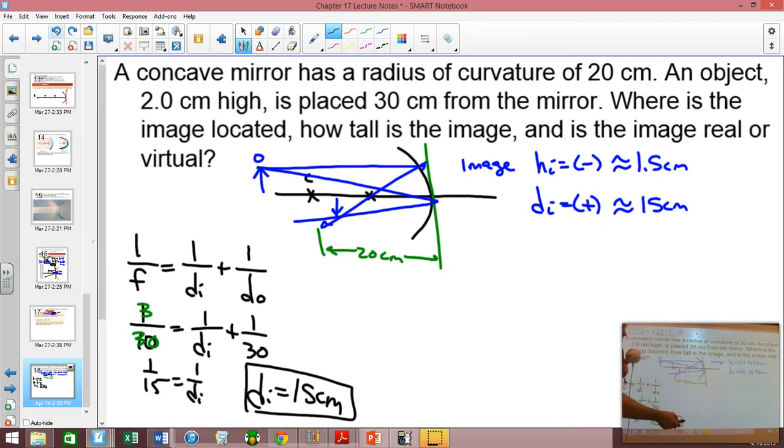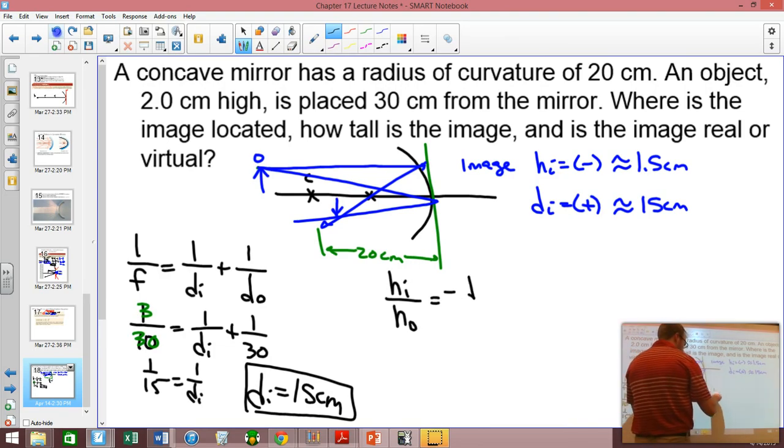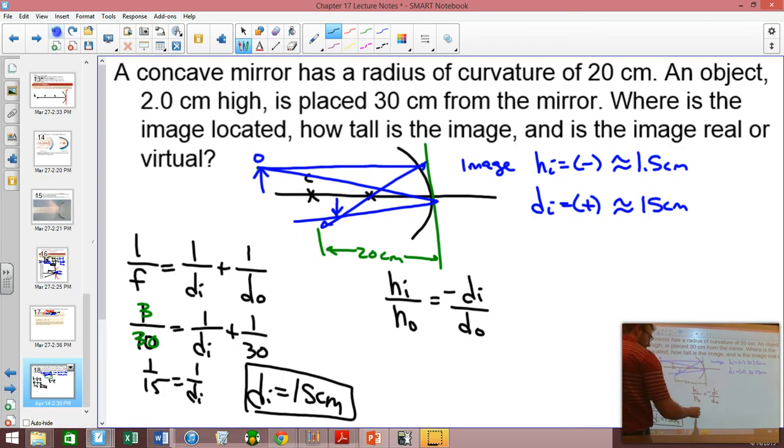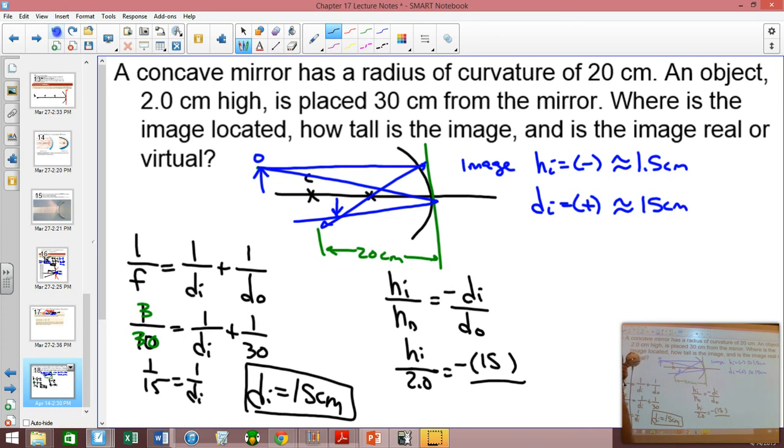The next part, figuring out how tall it is. I'm going to go hi over ho equals di over do. Height of my image, I don't know the height of my image. The height of my object is 2. Distance to my image is 15. Distance to my object is 30. Okay.